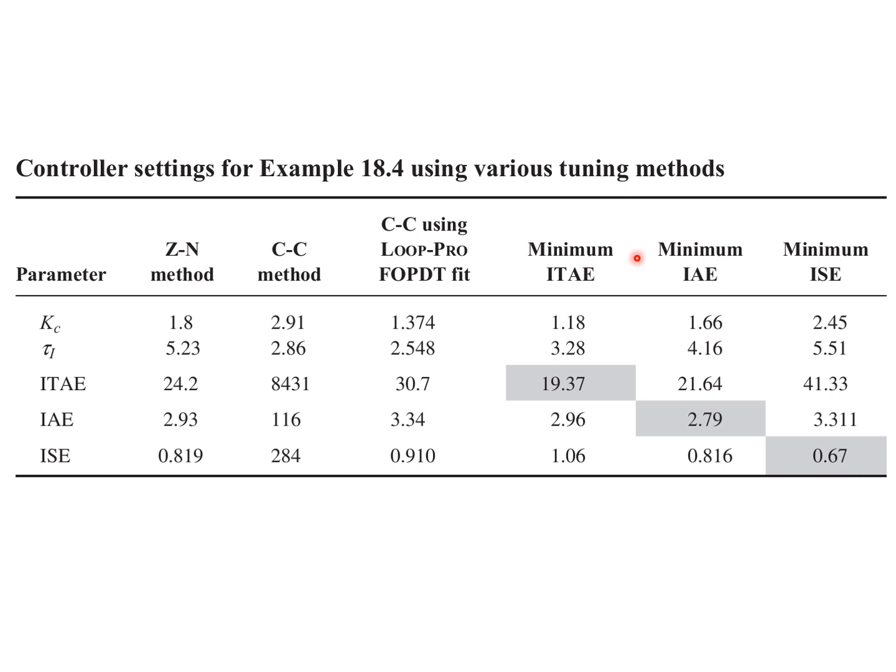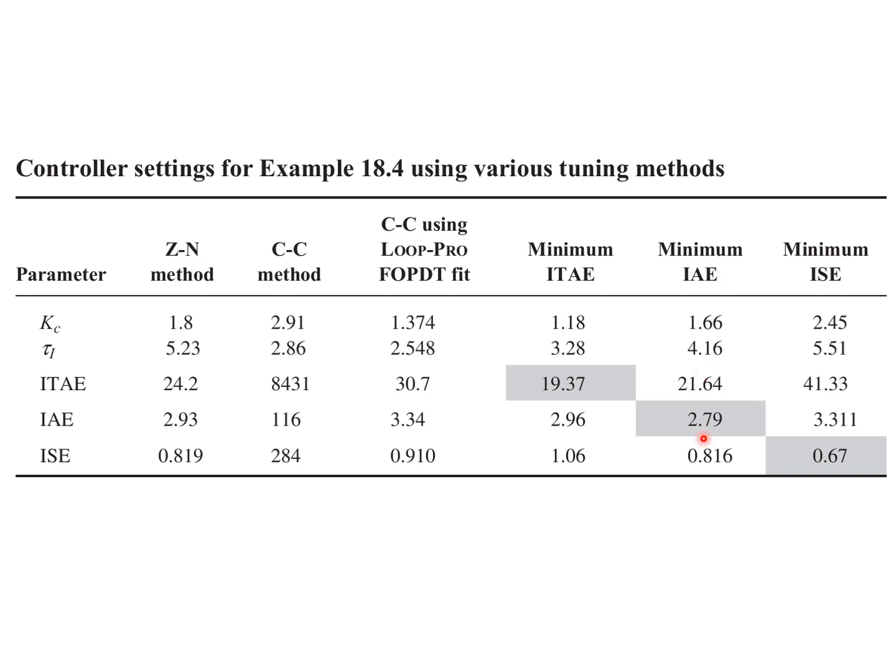So if you use a minimum ITAE criterion, these are the values it will give you for the minimization: KC 1.18, tau I 3.28. And these are the minimum ITAE that you're going to get using that method. And you can calculate the ISE, IAE as well. If you use the minimum IAE criterion, these are the KC and tau I values it will give. And of course this is going to give you the minimum IAE from all of them. It will give you definitely the minimum.